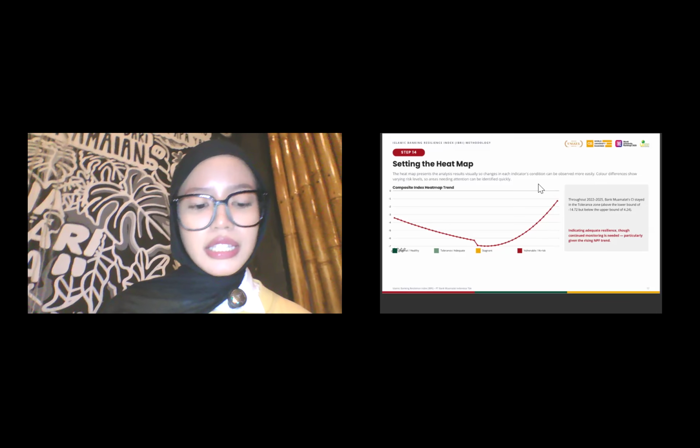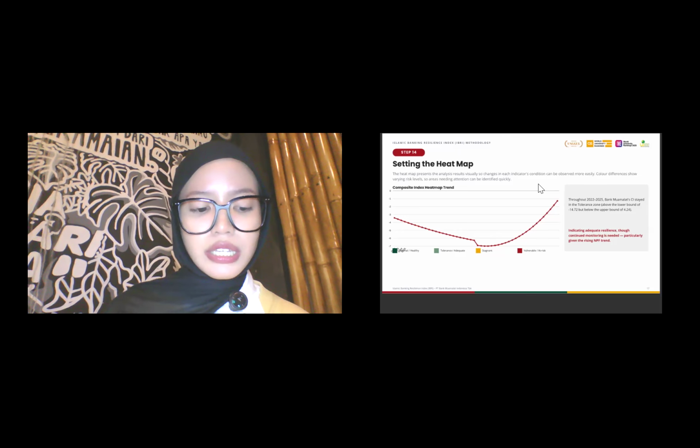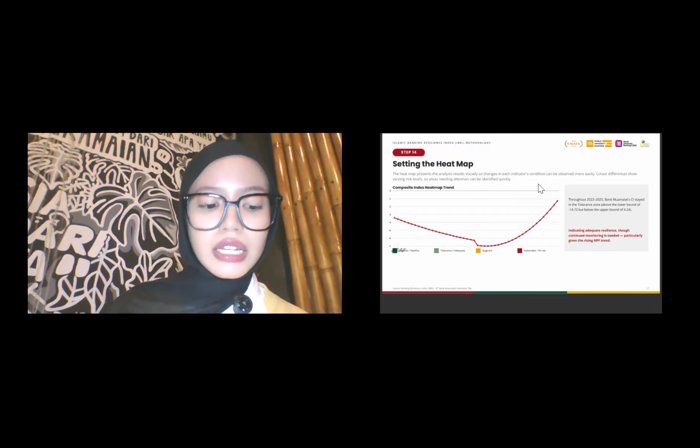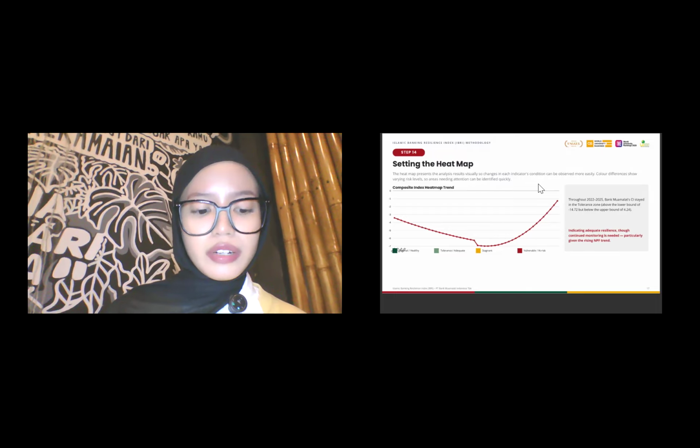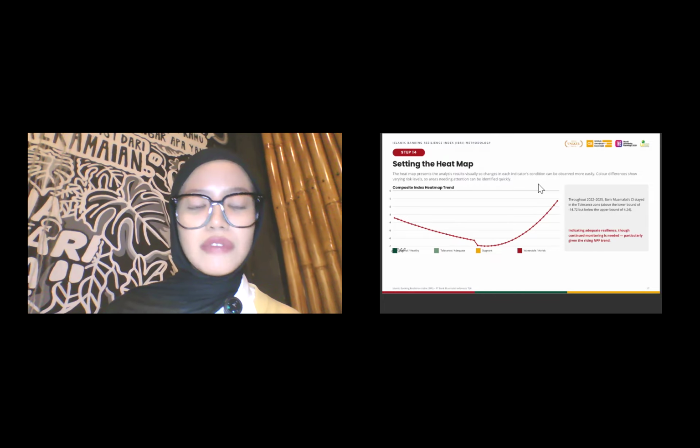Next, the heat map. This heat map summarizes the bank's resilience status. Throughout 2022 to 2025, the composite index remained within the tolerance zone. This means Bank Muamalat maintained adequate resilience. However, the continuous increase in NPF suggests that financing quality should be monitored carefully to prevent future deterioration.